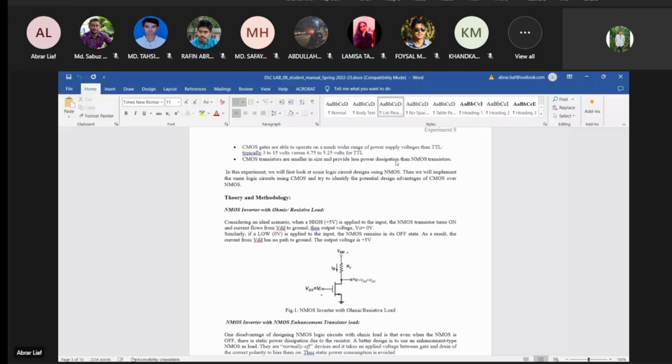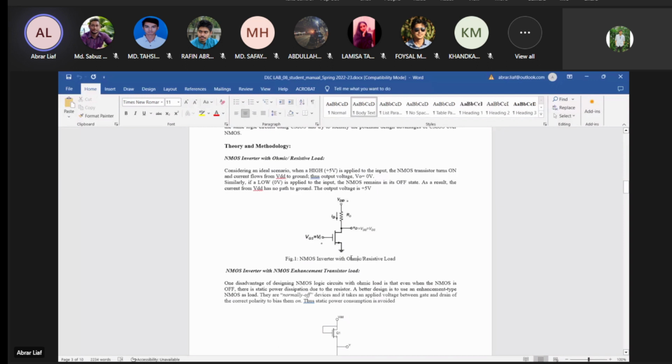Over here, the first circuit that you can see is an NMOS inverter with ohmic resistive load. This is an NMOS. And again, MOSFETs are of two types, PMOS and NMOS. Depending on the region that you have in the substrate layer, whether it is a P substrate or an N substrate, you have different types of MOSFET.